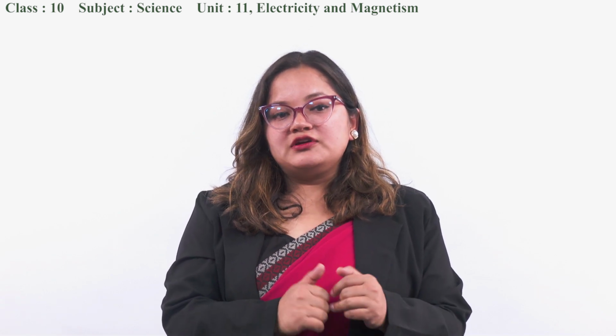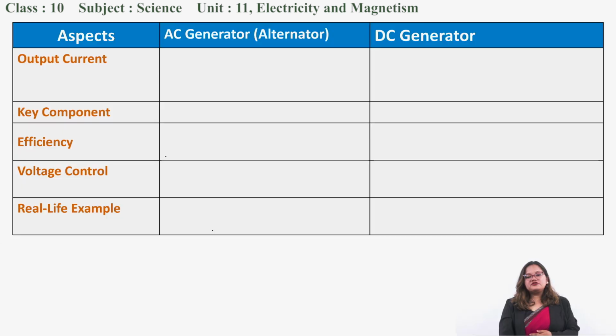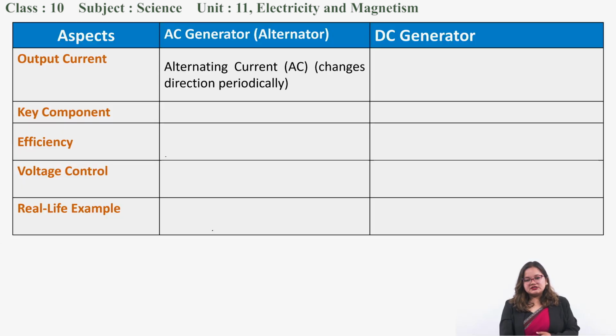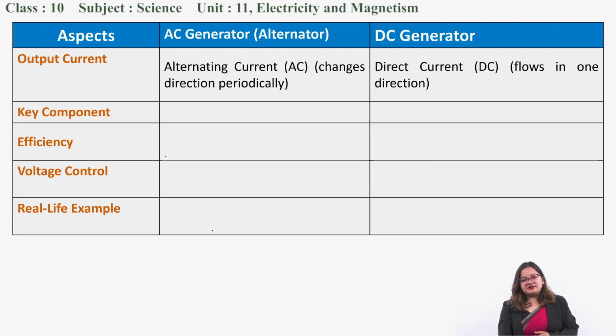With this, we can sort out some differences on the following basis. What is the output current of an AC generator? It is alternating current, and the output of a DC generator is direct current. What are the key components being used here? I told you the major difference, right? In an AC generator, we used slip rings. In a DC generator, we use a commutator, which makes a vast difference to the whole system.